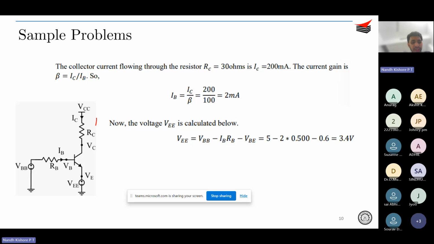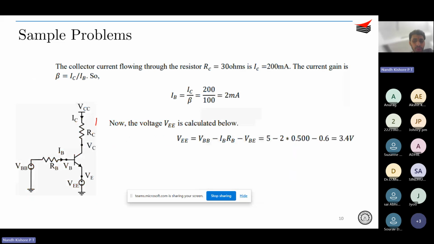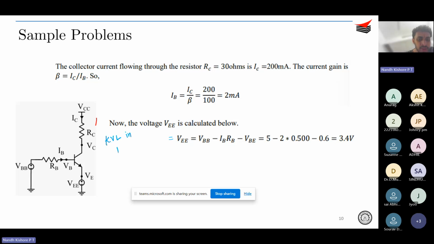As I told, you apply KVL in the collector to emitter loop and in the base to emitter loop and you end up with the answer. Over here, VBB is given, RB is given, you know what is IB, and the VBE drop is also given. So from this, you can compute what is VEE. It is just an application of KVL in the base to emitter loop. So you got what is VEE.